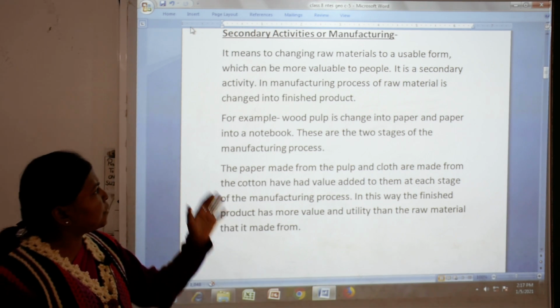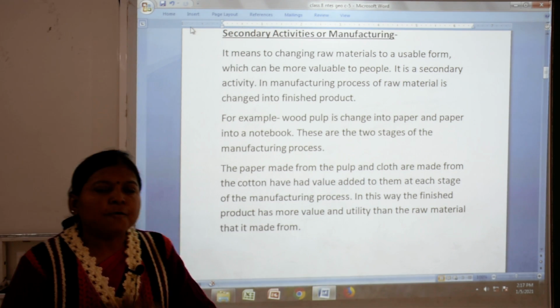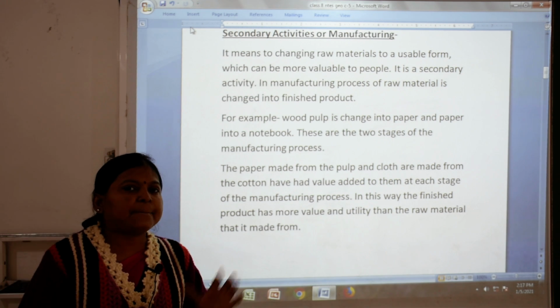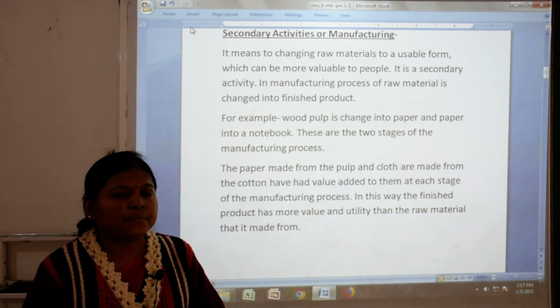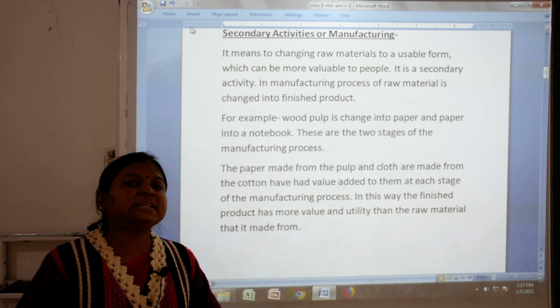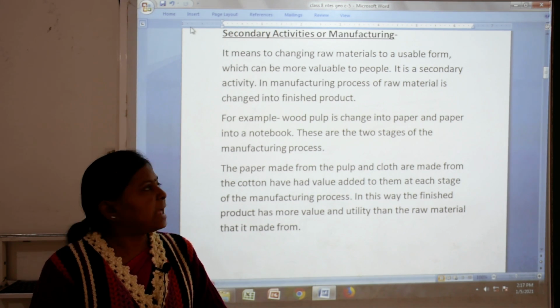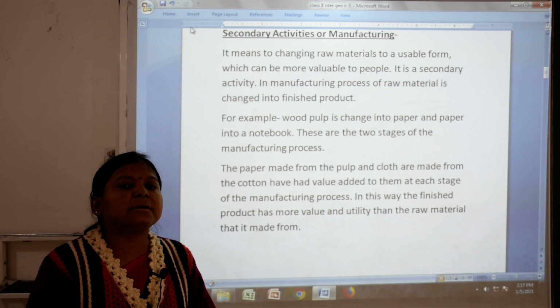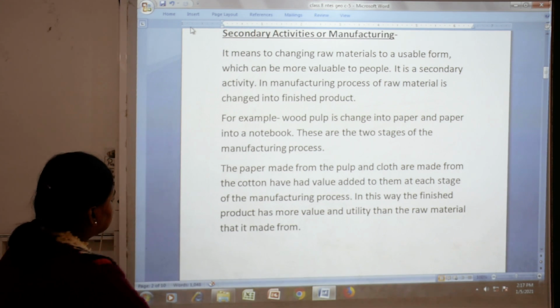So, what is the process of manufacturing industries? Whatever raw materials and primary products there are, they are processed and changed into valuable products. That is its importance, and it comes under manufacturing. Now, let us see the next one.